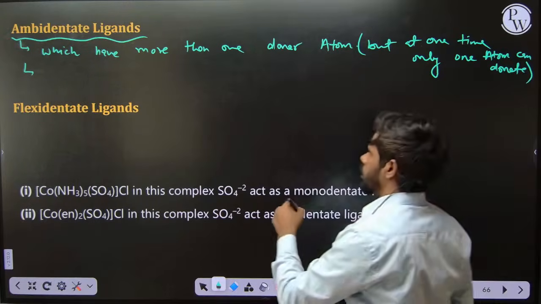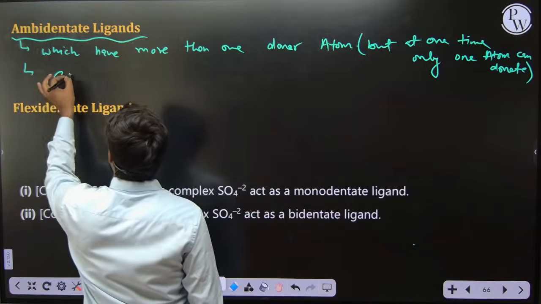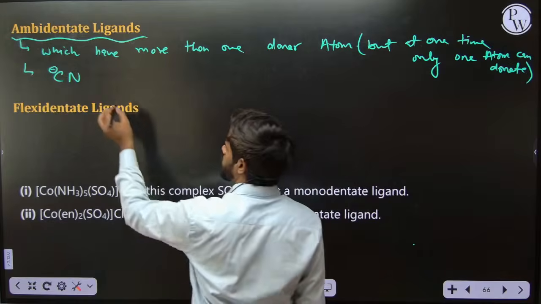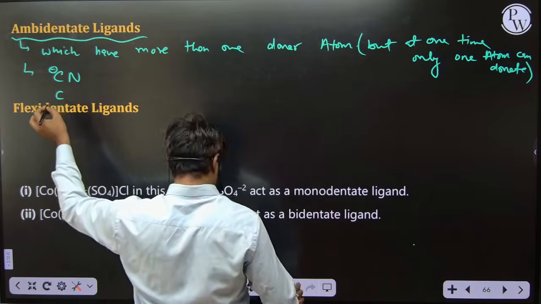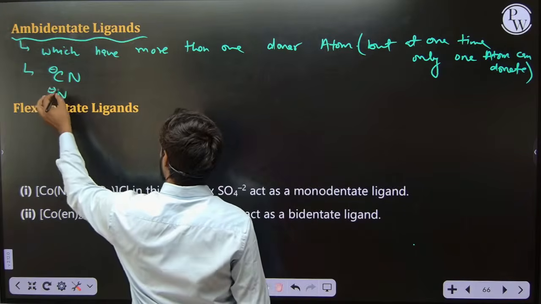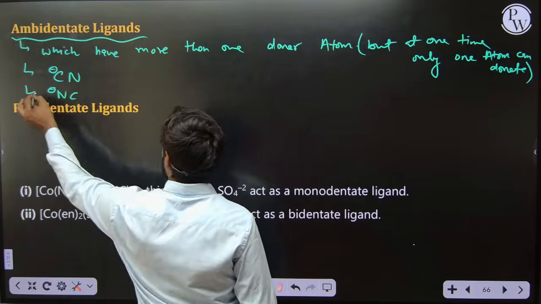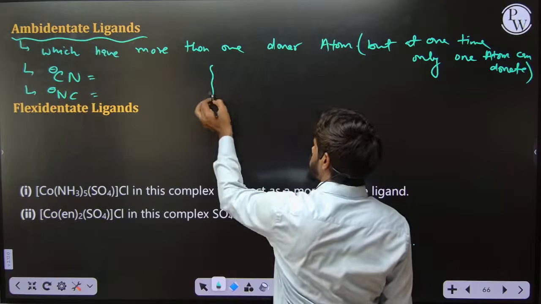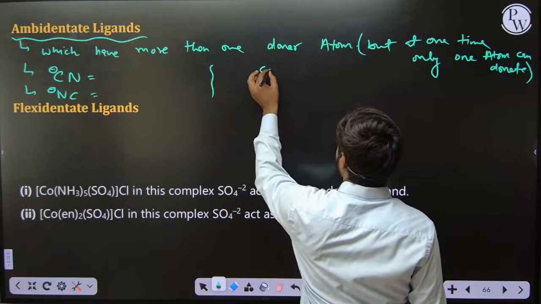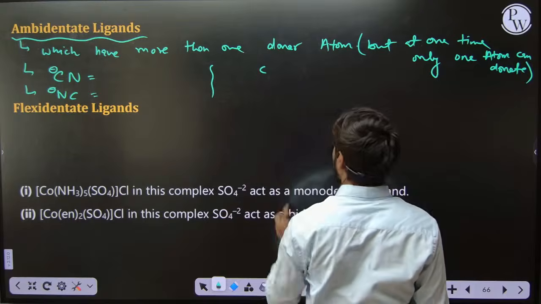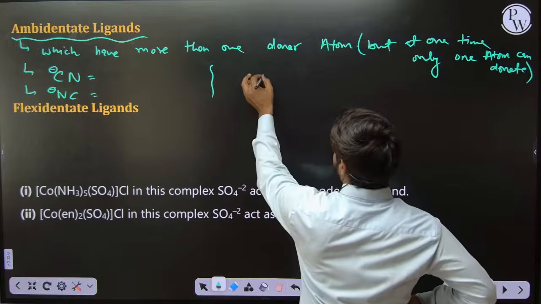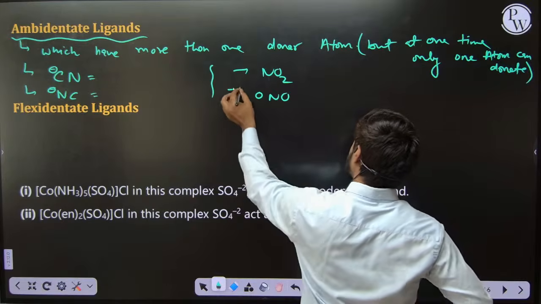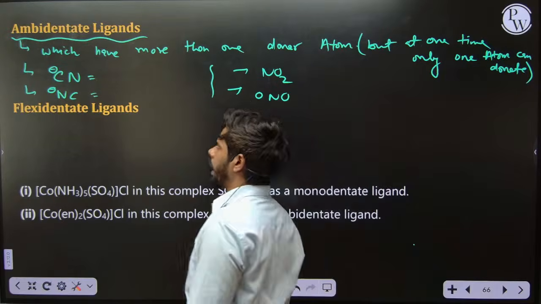For example, cyanide can donate from the carbon, as well as from the nitrogen also. If it is donated from the nitrogen, we say it is isocyanide. This is cyanide, this is isocyanide. Similarly, more examples are there, like cyanato, nitro, that is NO2, ONO. These are the ligands which can be ambidentate.